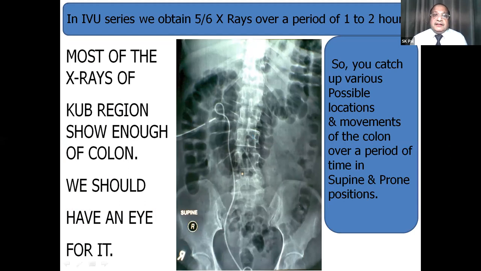In IVU series, as I had discussed, we take 5 to 6 x-rays over 1 to 2 hours. And if you have an eye, if you don't concentrate only on the stone when you are seeing an IVU, you can even see the whole length of the colon. So when you are seeing a series of 5 to 6 x-rays put together, you catch various possible locations and movements of the colon over a period of time in supine and prone position. This will be more representative of what you are going to get on table.